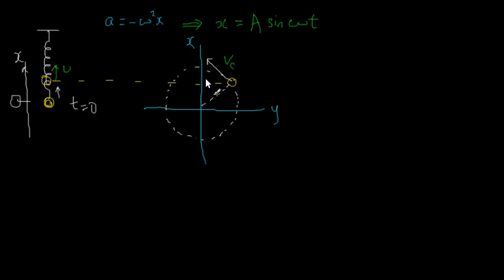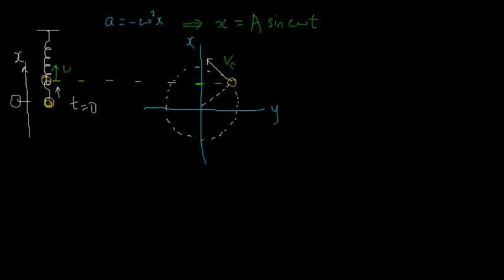So the x value, the x displacement of the ball in the spring, is just this value here. So if I want to find the velocity of this ball in the x direction, that is just the vertical component of its velocity. In other words, I just need to find the vertical component of this vector. Now, how would I do that?